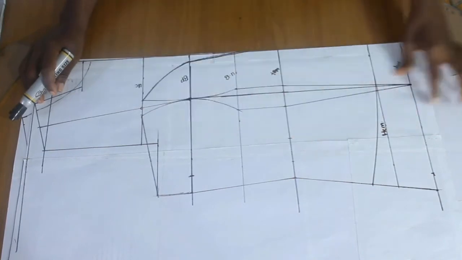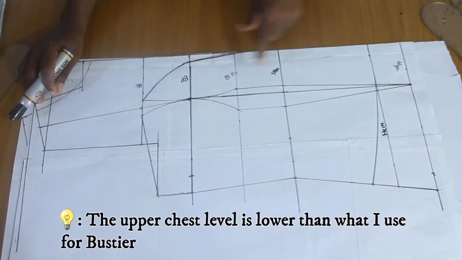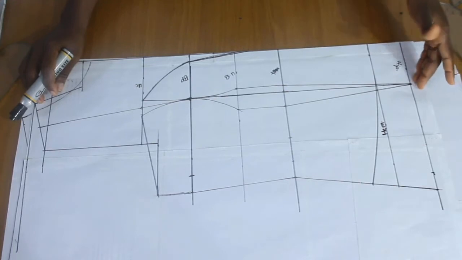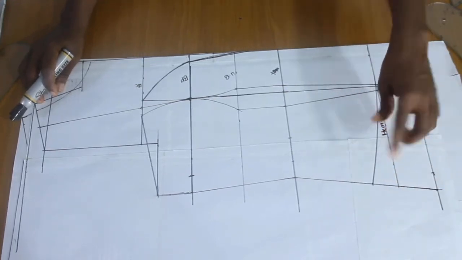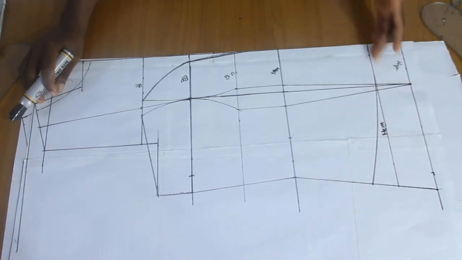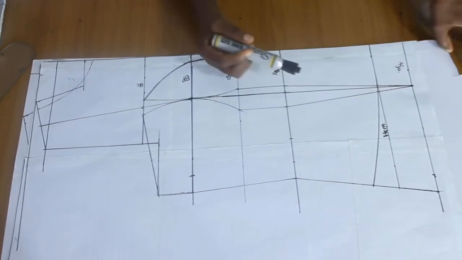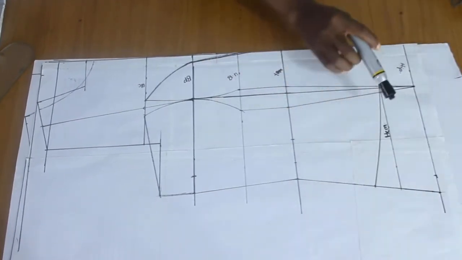Then this is my hip level. Of course, this is my upper chest, my bust points, my under bust, my waist and my hip. But I don't want the blouse to get to my hip. I wrote hem here, so this is where the hem of my blouse will be, but I don't want it to be cut straight, so that's why I drew this curved line there using my curve rule.